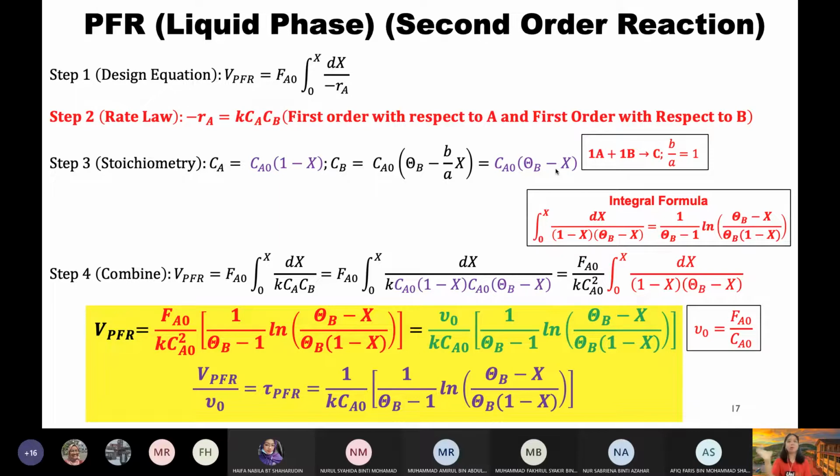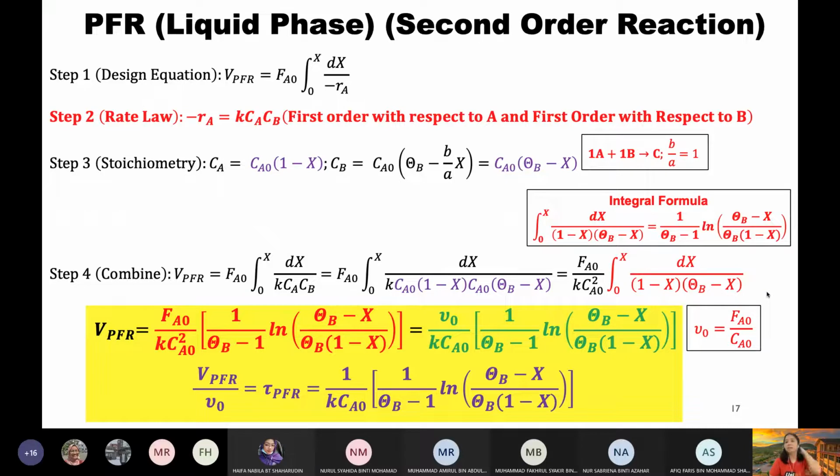Okay, done, right? Now I combine balik. So CA sama dengan CA0 in bracket 1 minus X. Then CB, I will replace with CA0 in bracket theta B minus X. So saya replace CA, saya replace CB dalam bentuk CA0 1 minus X, CA0 theta B minus X. So, same concept. The K, the CA0 and another CA0, I take out from the integral part. So dia jadi FA0 per K CA0 square, integral part 0 to X dx per 1 minus X in bracket theta B minus X.